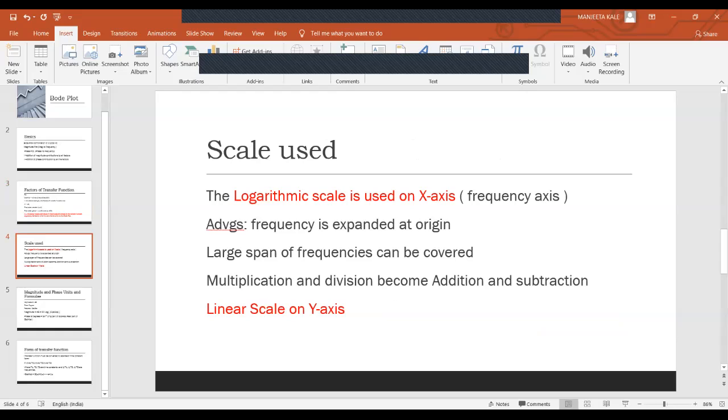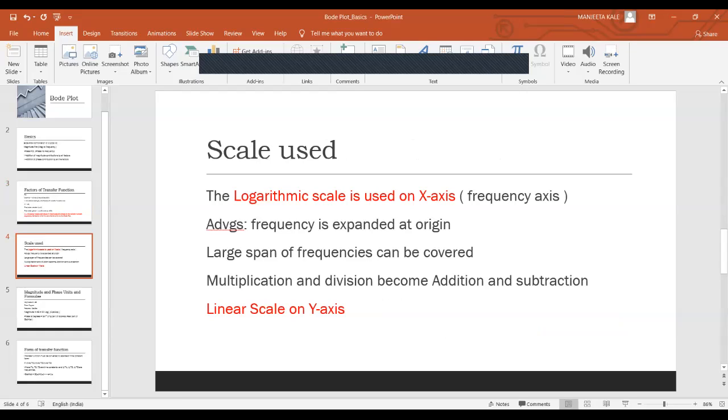Now logarithmic scale is used on the x-axis. Advantages we have seen: multiplication and division become addition and subtraction. A large span of frequencies can be covered because on the x-axis we are using logarithmic scale, and logarithm can cover a large span, like starting from 0.1 to 100 or 1000. So these are the advantages of using logarithmic scale.